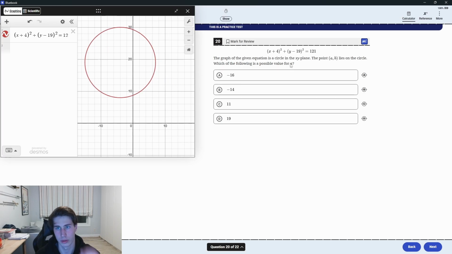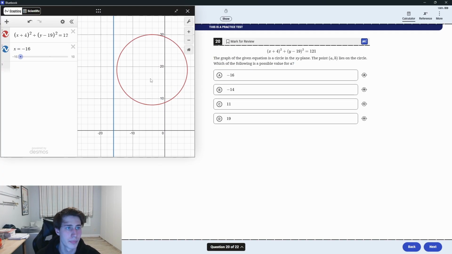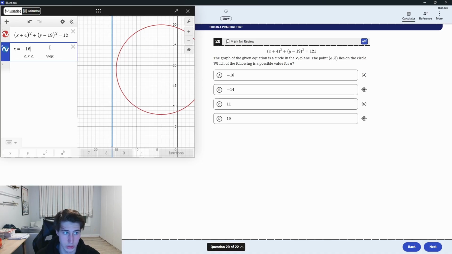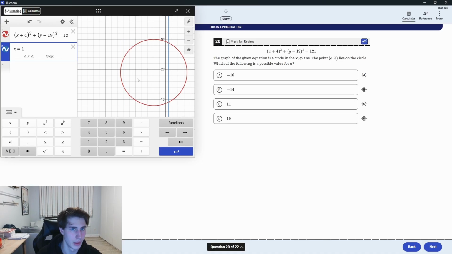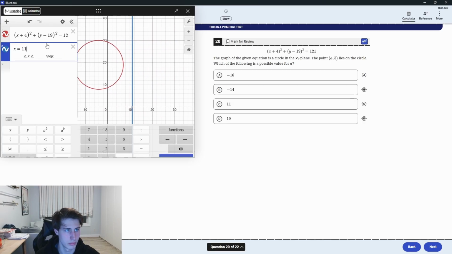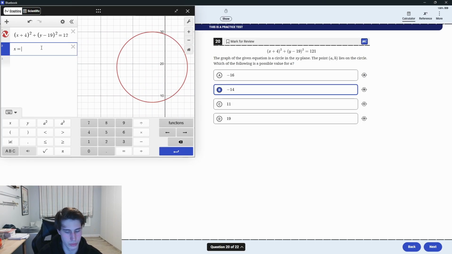So now we're looking for a point (a, b) that lies in the circle, but we're only looking for the value of a, so an x value. So let's set x equal to all the different answer choices and see which one lands in the circle. So negative 16 clearly doesn't. Negative 14 does, so that's a contender. 11 doesn't, and neither does 19. So negative 14 is our answer choice because that's the value of a.